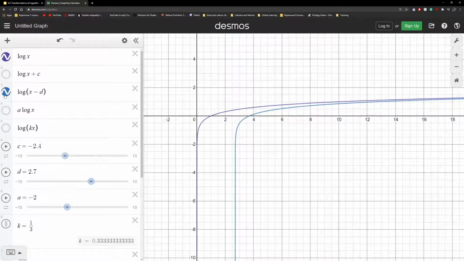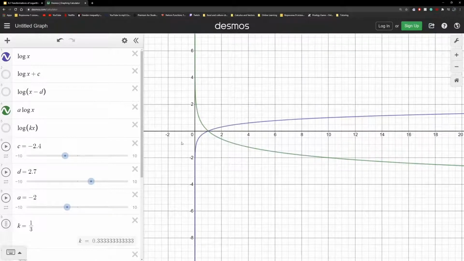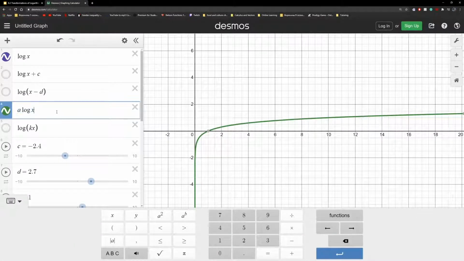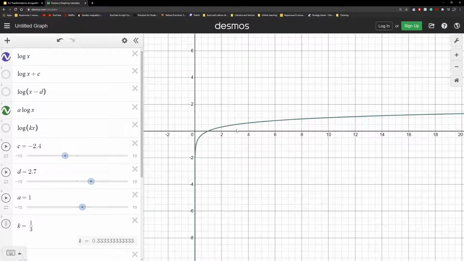Our a value originally starts at 1, and when it is 1, there is no change in the graphs. So a log of x when a is equal to 1 is the same as log of x, as we can see here. They're identical.